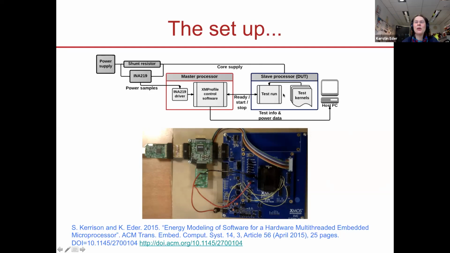On the XMOS-X core, we have different tests that we want to run, and that's the test harness in this gray box, the test run harness. We intercepted that power supply with a shunt resistor, which you can see on the left, and we put over this a power probe to give us power samples. That's the INA 219 probe. The power samples were delivered to a master processor, which controlled the execution on the XMOS device, and the data was then transferred to a host processor for us to collect all the data. A more detailed description can be found in the associated paper.